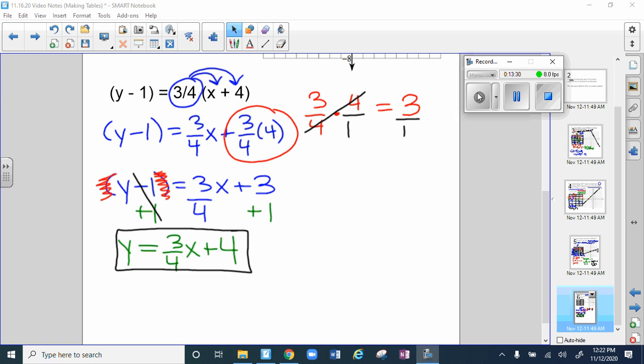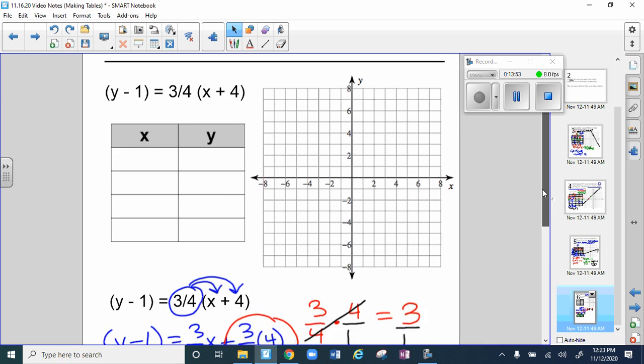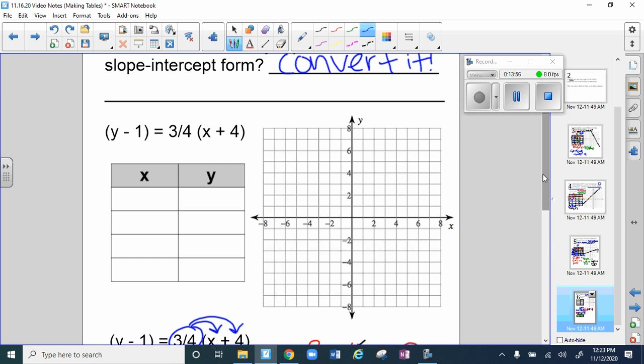And then my next step was to add or subtract the number on the left-hand side of my equal sign in order to get y by itself. So I added 1 to both sides, and I'm left with my equation in slope-intercept form. So I have y equals 3/4 x plus 4. And now I can use that to create my table. So again, I had y equals 3/4 x plus 4. And I'm going to use that to create my table.